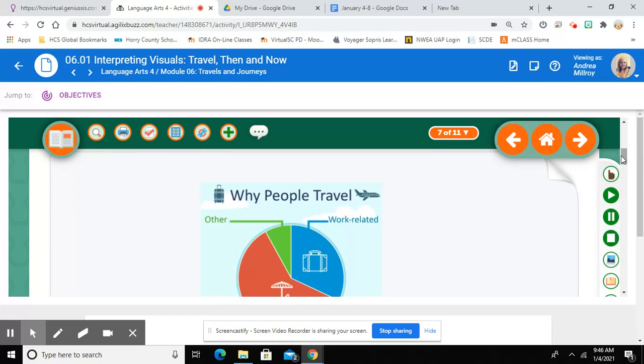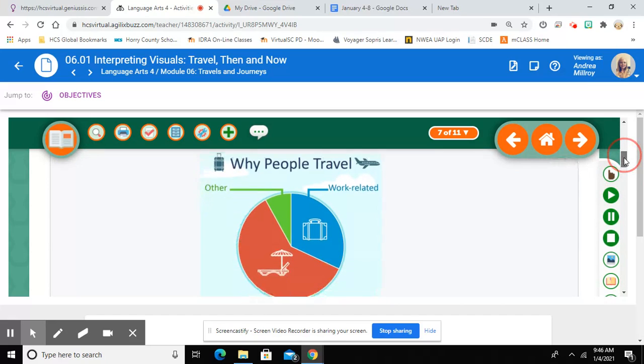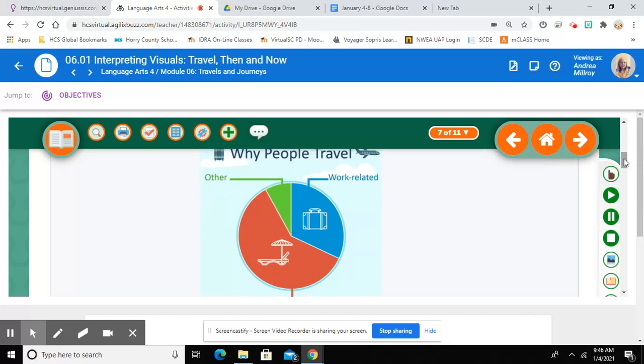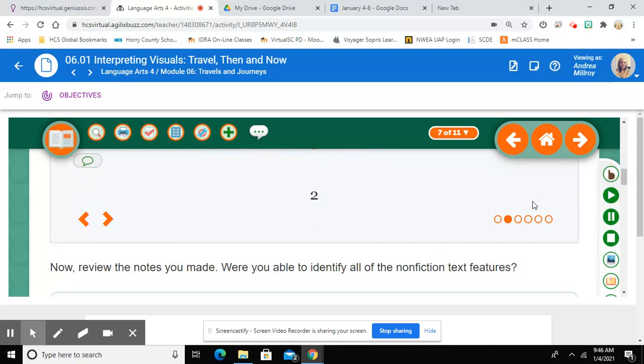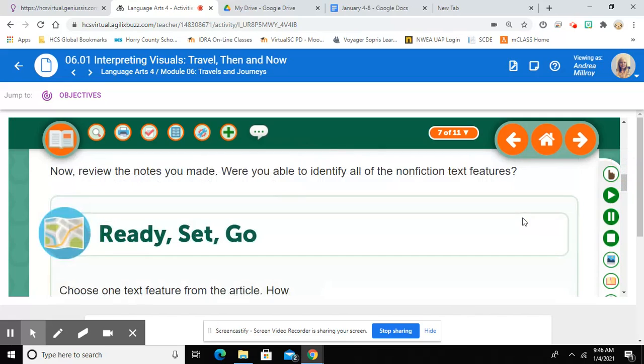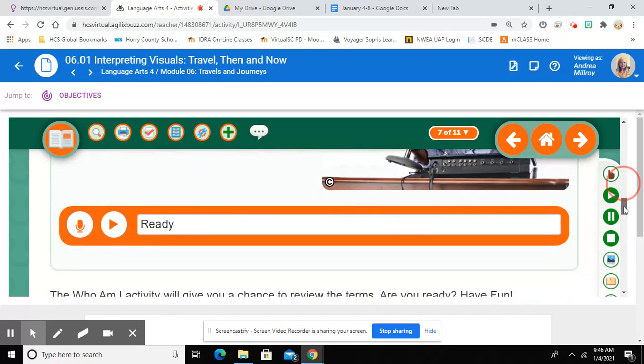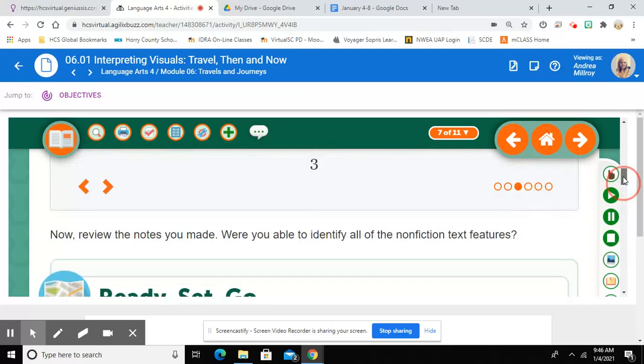So here is a chart of why people travel. Actually, it's a graph, I'm sorry. Why people travel: work related, other, and leisure. Make sure you're looking carefully at the text features for each story.